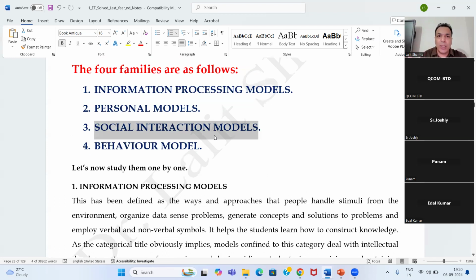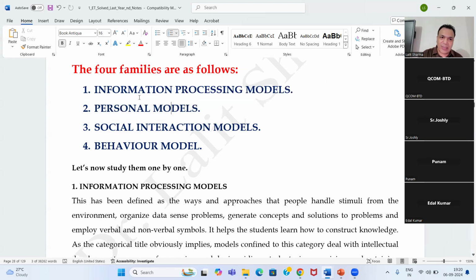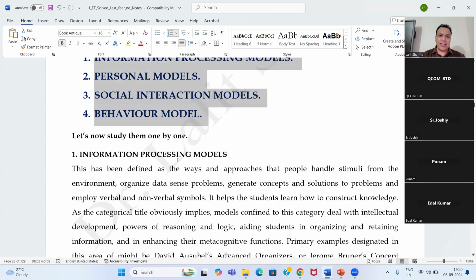Even teachers have to remain social, because this is for the teacher. Under the personal model, you have interpersonal activity, you have to make a hook with the students. So these are for the teachers basically. These 4 families are what came as a question last year: what do you understand by teaching models? We discussed the characteristics and the families of teaching models. So these are the 4 families, right guys?